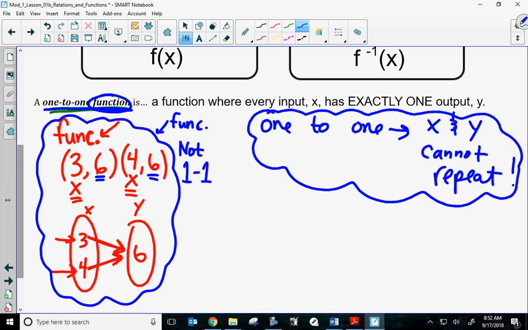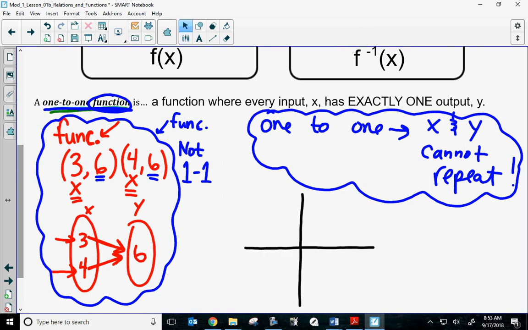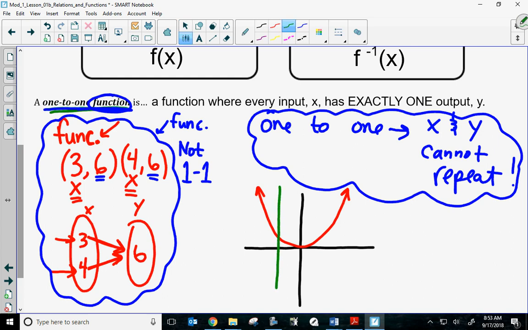What if you have a graph? All right? What if we have a graph here? Well, let's draw a little graph. And let's put our favorite little parabola. Well, we know about the vertical line test. I can tell that this is a function because a vertical line test will only touch this once, right? So, it is a function because it passes our vertical line test.